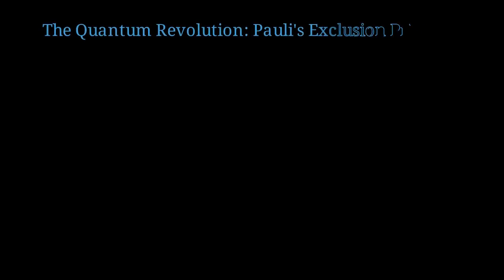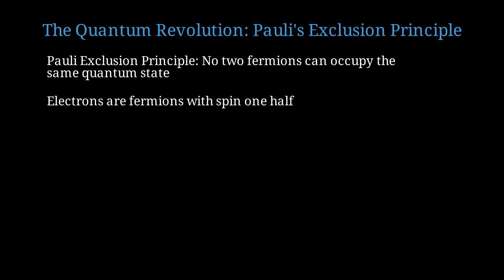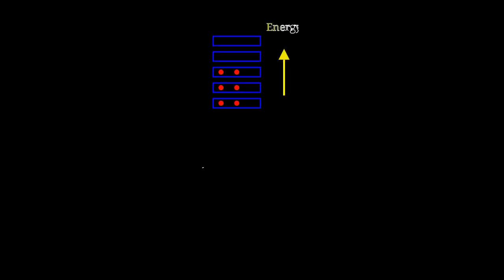The answer came from quantum mechanics, specifically from Wolfgang Pauli's exclusion principle discovered in 1925. The Pauli exclusion principle states that no two fermions, particles like electrons, can occupy the same quantum state simultaneously. Electrons are fermions with spin 1/2. This means they must obey the exclusion principle. Imagine energy levels as shelves. Each shelf can hold at most 2 electrons, one with spin up and one with spin down.